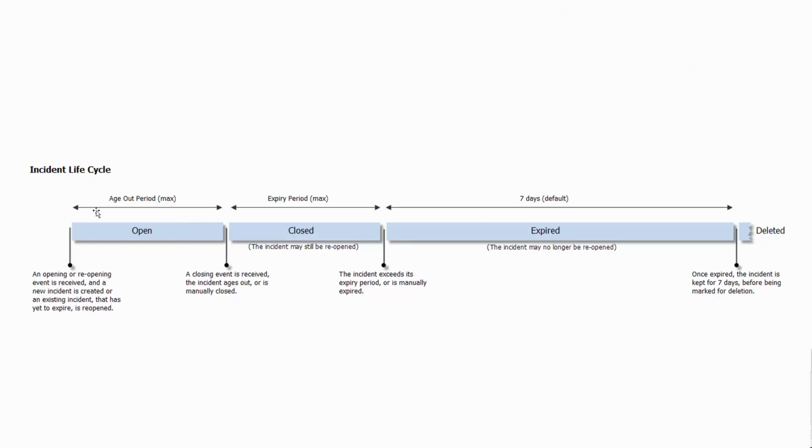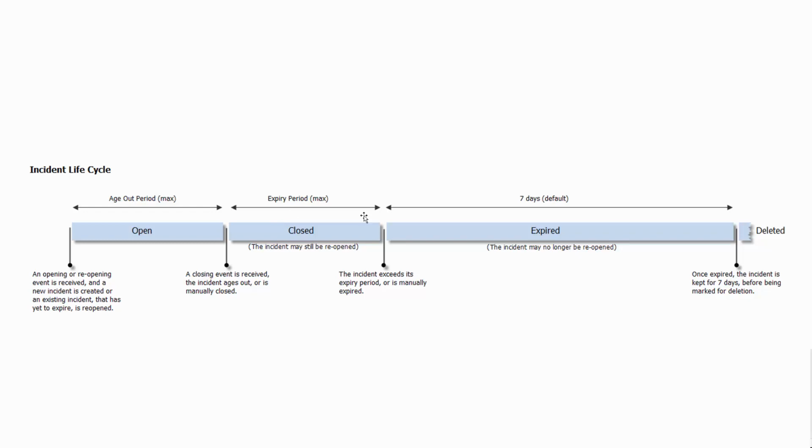An incident is considered to be open until either its age-out time expires, if it has this setting, another event explicitly closes it, or an operator manually closes it. There's then a period of time referred to as the expiry period, during which the same incident will be reopened if an opening event is received. If another event updates the incident before the expiry timer has expired, the timer starts again.